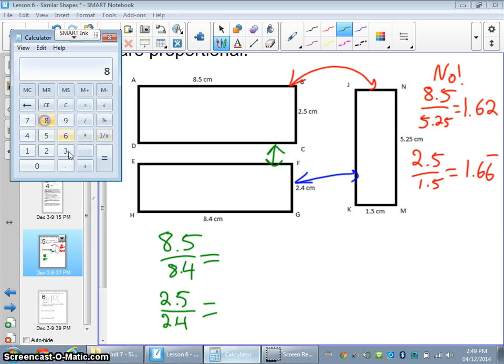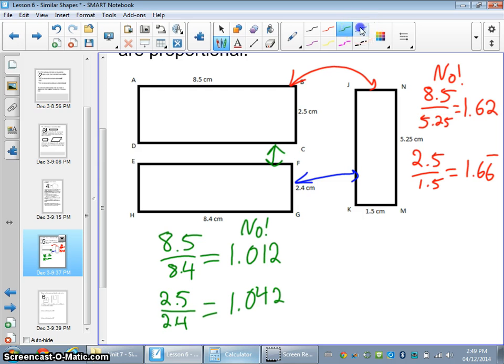Okay, so I go 8.5 divided by 8.4 equals, I get 1.012. And then let's do this one right here. So I go 2.5 divided by 2.4, and I get 1.042. So again, these are close, but no, they are not similar triangles, or similar rectangles, sorry.